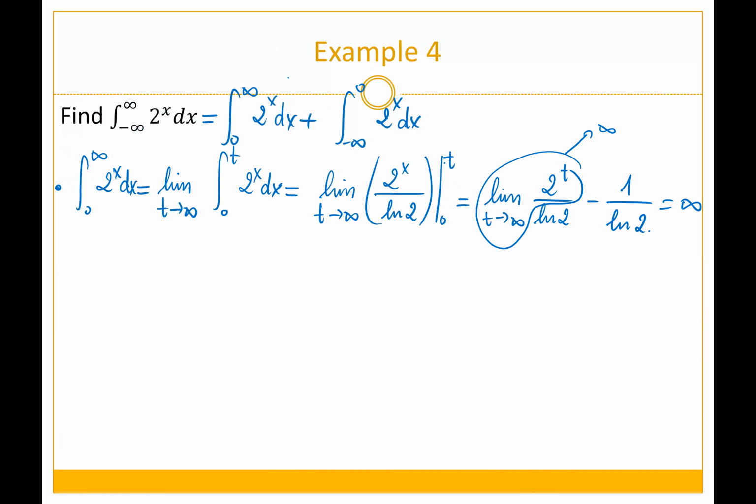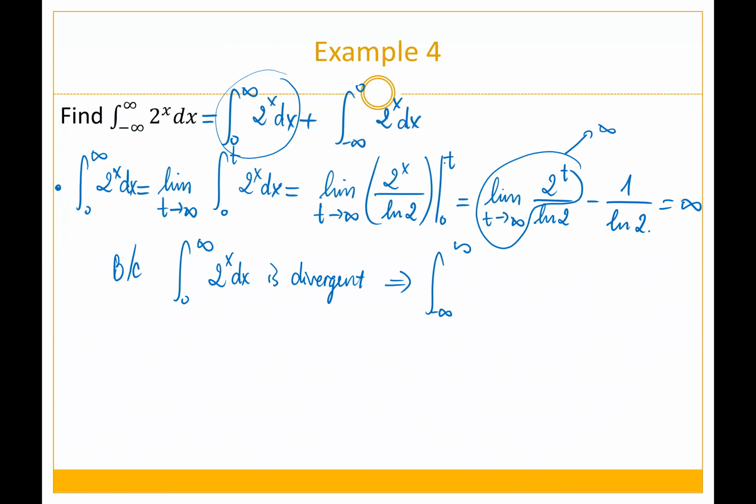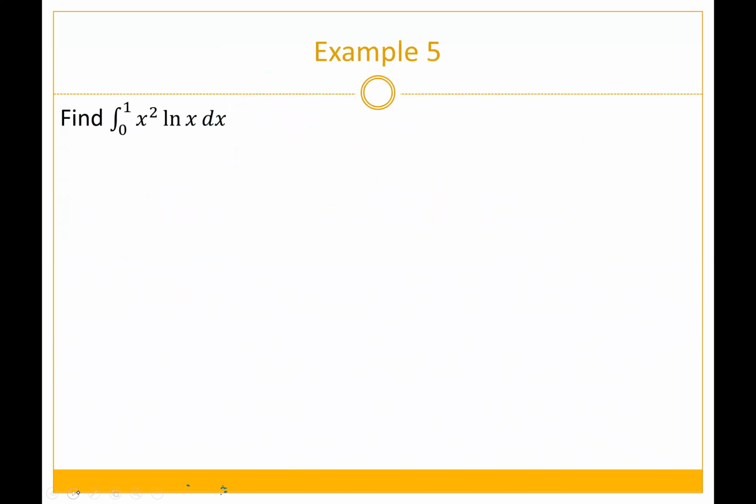And so, because the integral from 0 to infinity of 2 to the x dx is divergent, you conclude that the integral from negative infinity to infinity of 2 to the x dx is divergent. And so our answer here is that you cannot have a value for this integral because it's divergent. Now, let's go to example 5.